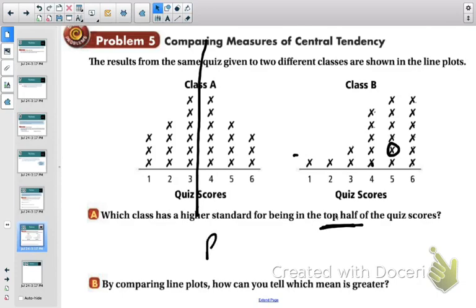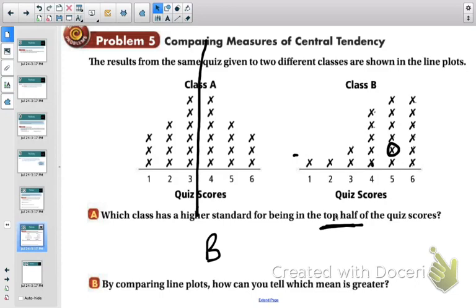So class B has a higher median. Yeah, so it's a higher standard to be in the top half. If you want to be in the top half in class B, you have to get at least 5. If you want to be in the top half in class A, you have to get 4 or above.